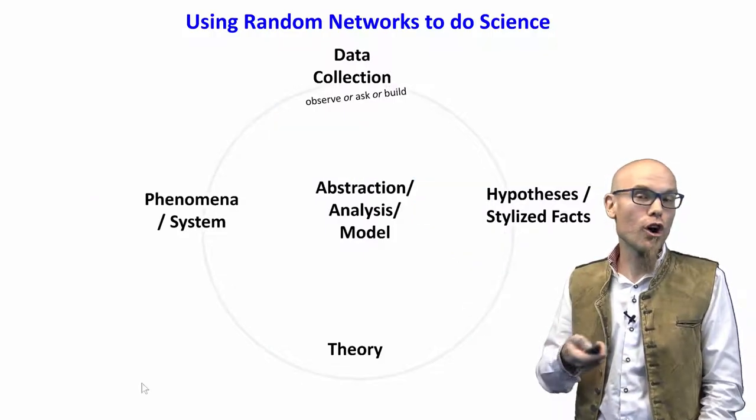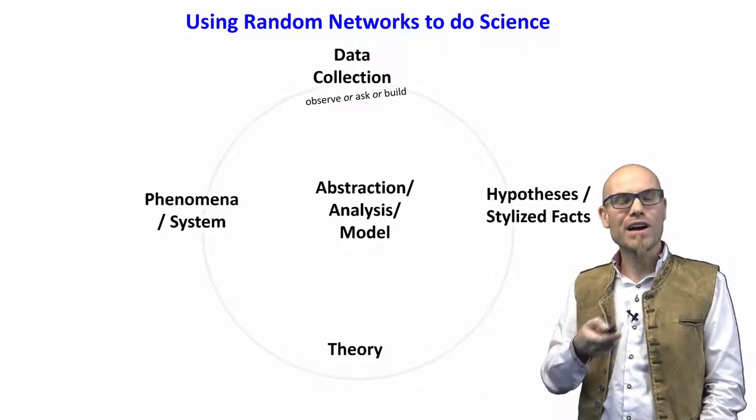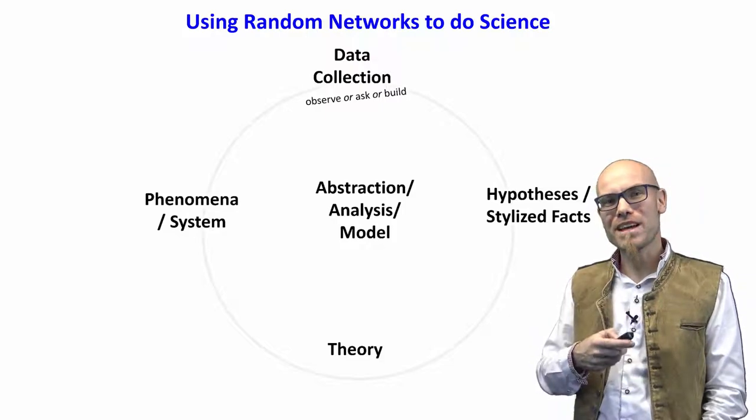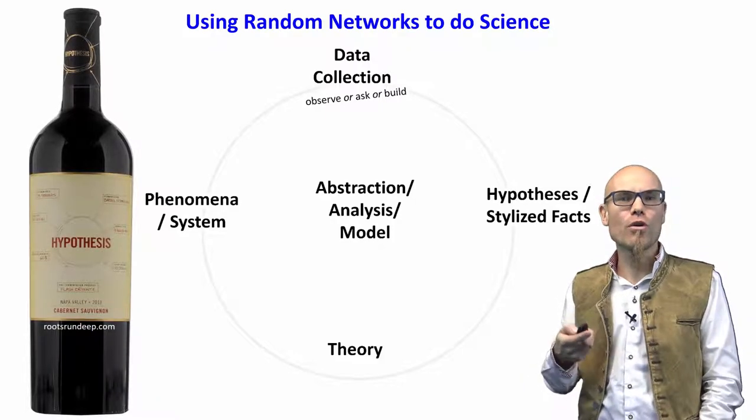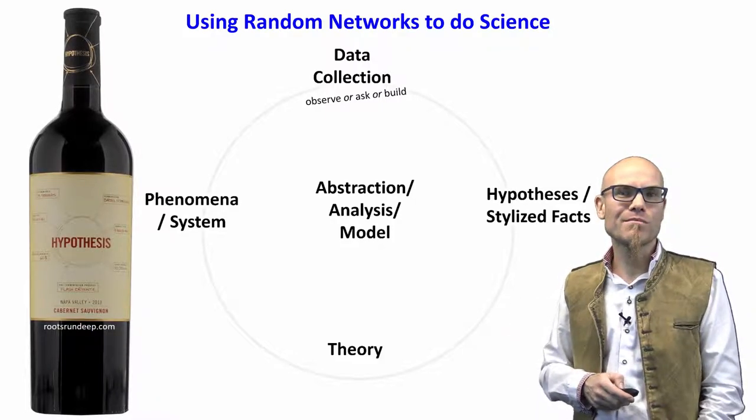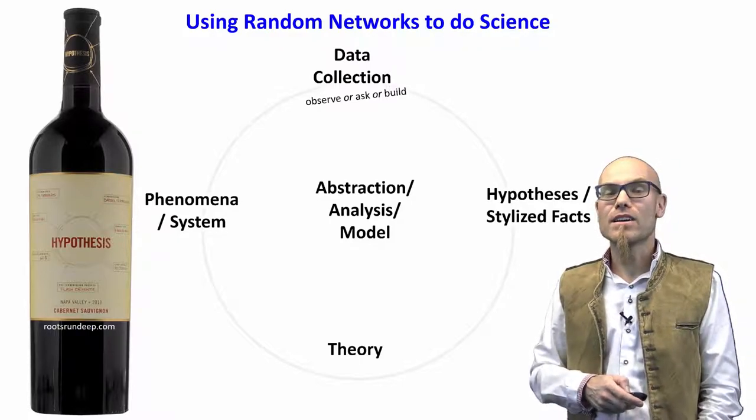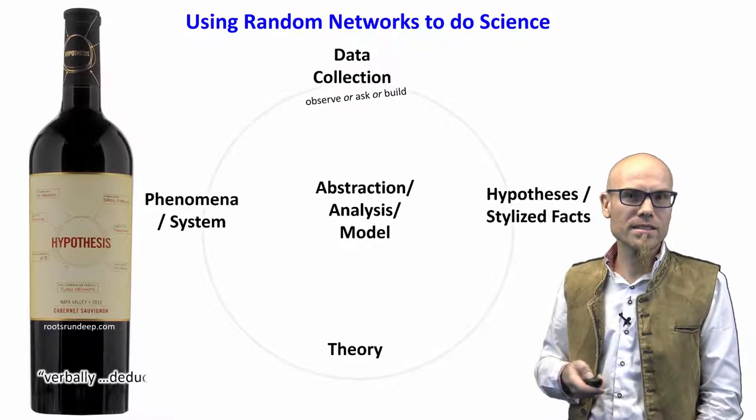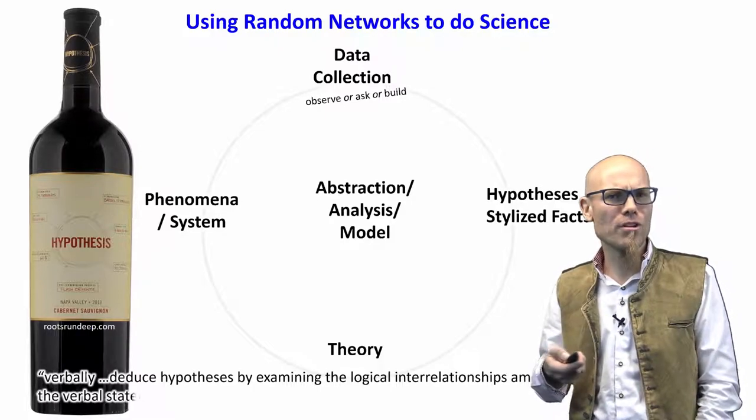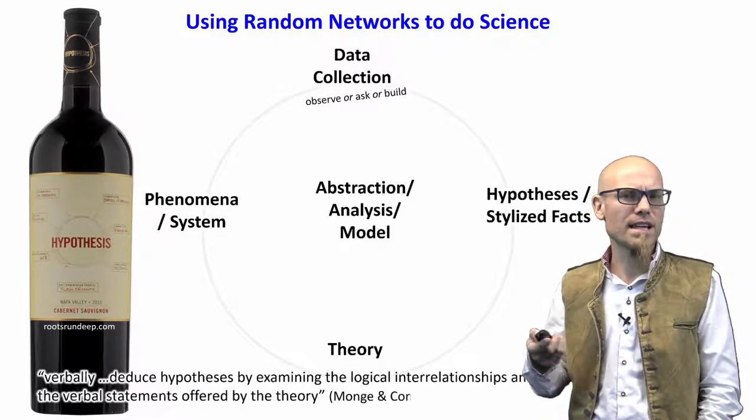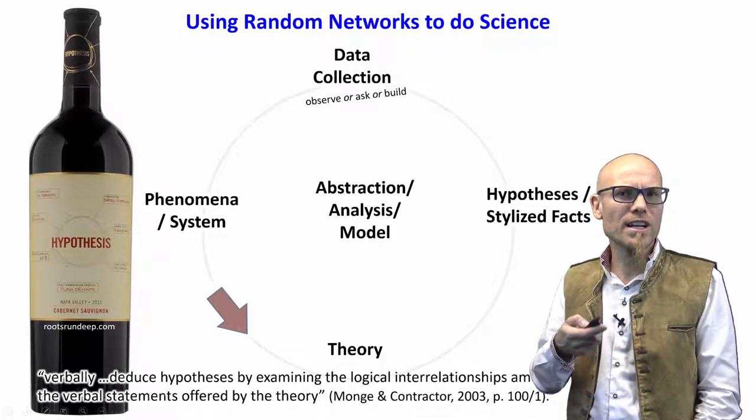Now, you can also go through that the other way around. You can use random networks the other way around, if you go through the circle, start from the other way. And for example, with our glass of red wine scientific method. So as my two mentors, Monge and Contractor, say in their book about social network analysis, they say, well, you verbally deduce hypotheses by examining the logical interrelationships among the verbal statements offered by the theory. So let's do that. So, right, we have a phenomena here, and we verbally deduce by examining the logical interrelationships.